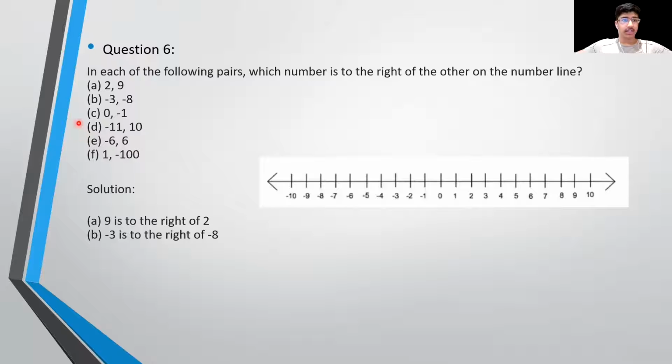All right. Now C, 0, comma, minus 1. So 0 is here, minus 1 is here. And from minus 1, 0 is to the right of minus 1. So that's going to be our answer.